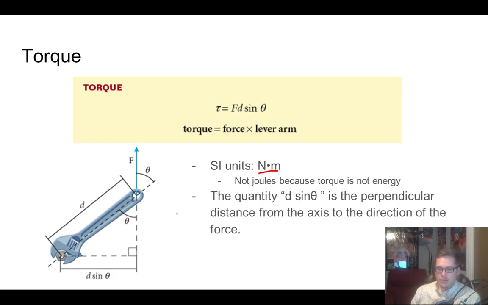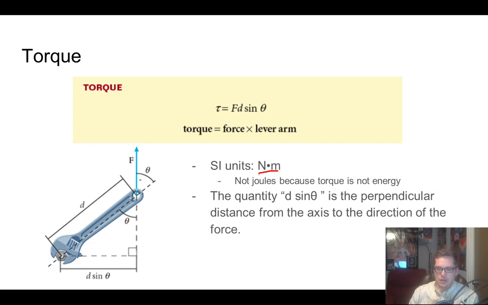Here's another way of picturing what's going on and how we've defined things. Here's a wrench, and we're applying our force against this nut. The nut is our axis of rotation, and the force is here. D is the distance of our lever arm. In this case it's a wrench, and before it was the cat door. So this is your D.